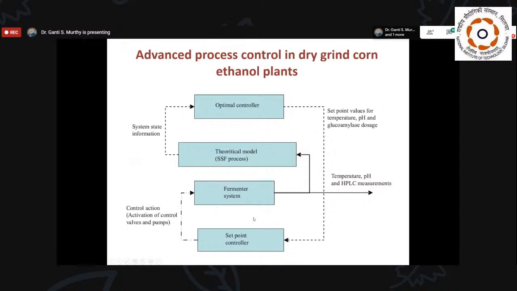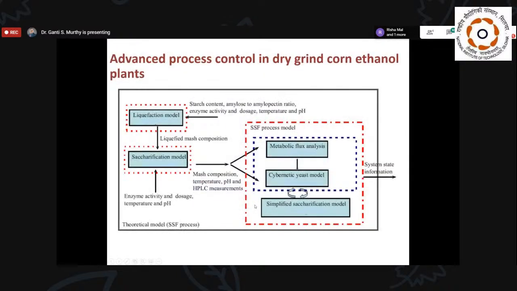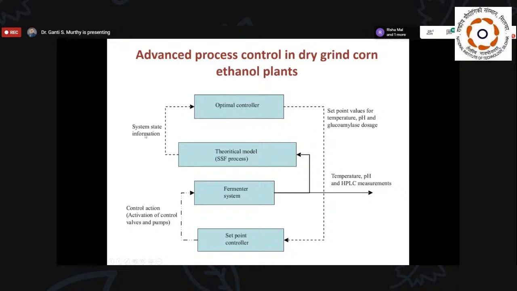So we have our physical fermenter system, the second box from the top. We get the temperature, pH, and HPLC measurements, which are fed into our theoretical model of SSF, the red dotted box, the SSF process model. From that, we get the system state information, which is fed to the optimal controller, which will determine the set point values for the temperature, pH, and the glucose dosage profile. That goes to a set point controller, which performs the control action by activating control valves, pumps, and those kinds of things, so that the temperature, pH, and glucose dosage profiles can be maintained in the fermentation system. In this process, the dark continuous lines are where the physical measurements are taking place.